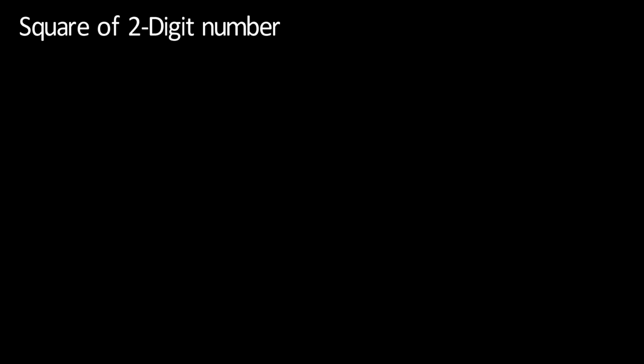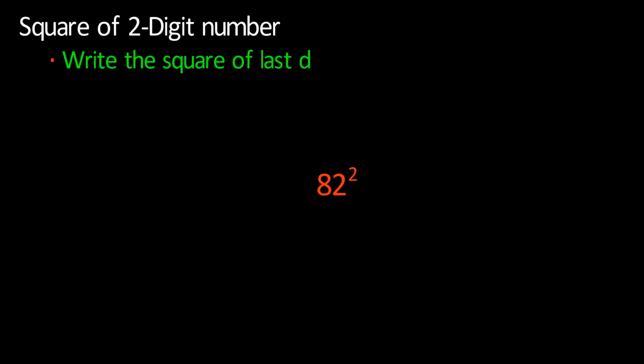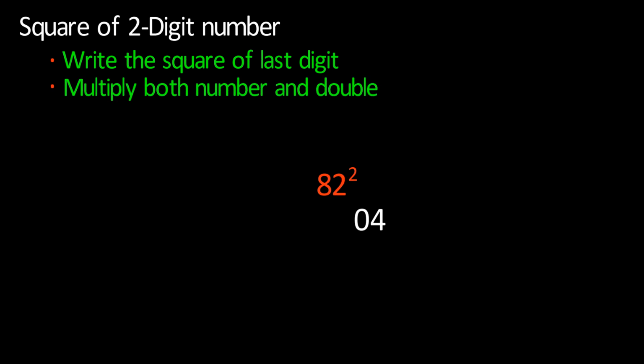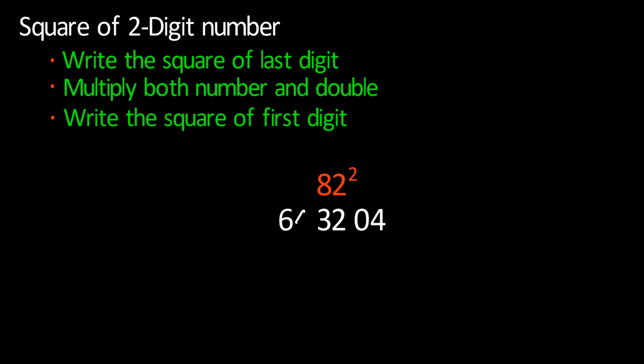Now the general step for the square of a two-digit number, for example square of 82. First step, write the square of the last digit. So square of 2 is 4. Step 2, multiply first digit with second digit and then double. So 8 times 2 is 16 and then double of 16 is 32. Third step, square the first digit of the number. Square of 8 is 64. Now add these terms, we get our answer, which is 6724.